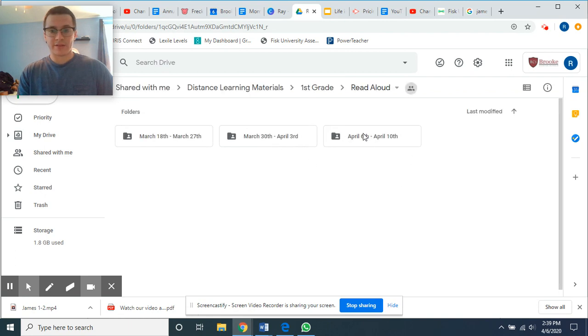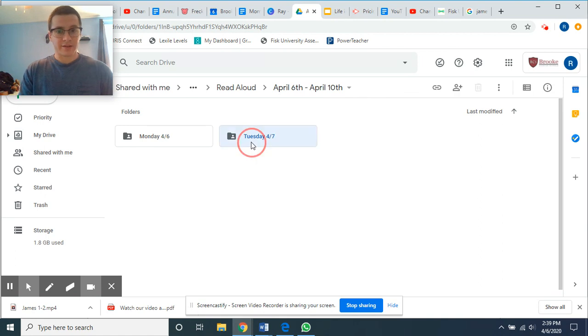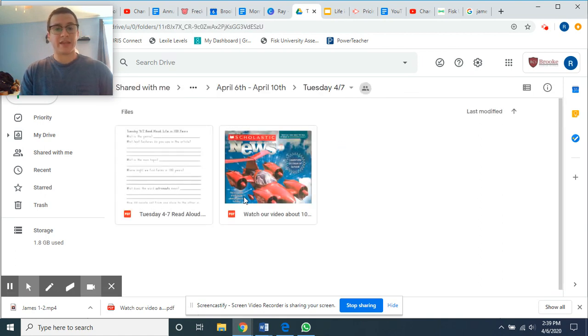And then this is the week of April 6th to April 10th. You click on that, click on Tuesday, April 7th. And then here you can print out the article and you can print out the sheet of paper as well that goes through the questions that we answer while we read the article, as well as the exit ticket after it. So if you want to print those out, those are still available to you.